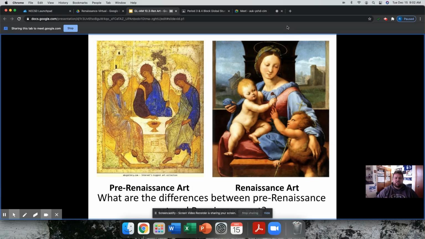So when we say, what is humanism? We say humanism is the difference between these two paintings. The depth, the detail, the characteristics, right? So all of these things together are what humanism is all about.